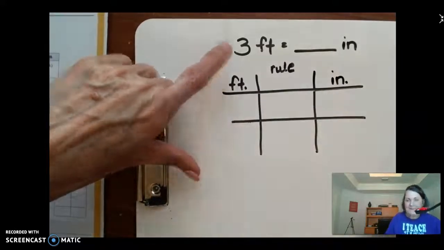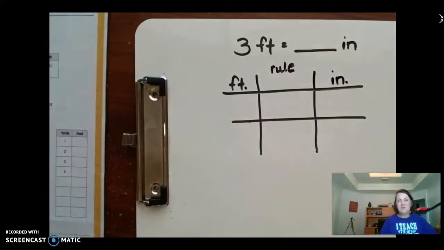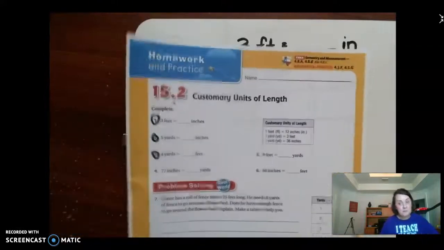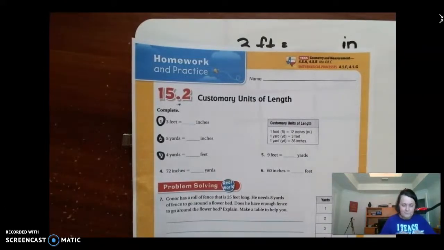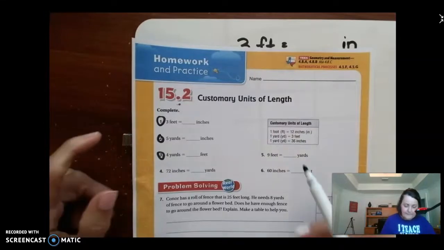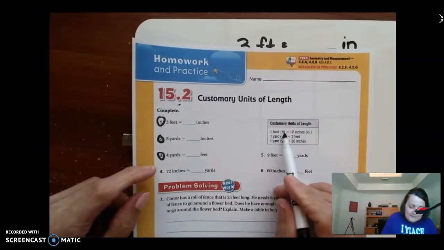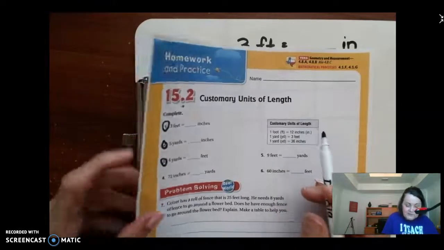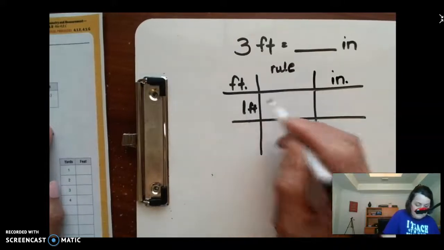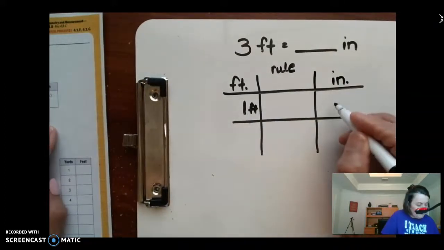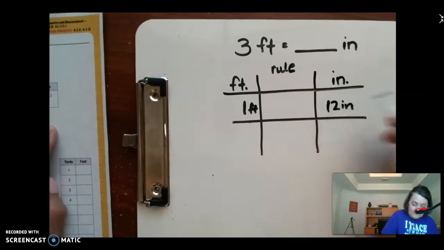All right, now that we have that, we can fill in the first row. Now your first row, always start with 1. We're not going to start with this number here. We're going to go back to our reference sheet or our cheat sheet that tells us the information that we need. And it says that 1 foot is equal to inches. So we're going from feet to inches. So I'm going to record that in the top. 1 foot is equal to 12 inches.